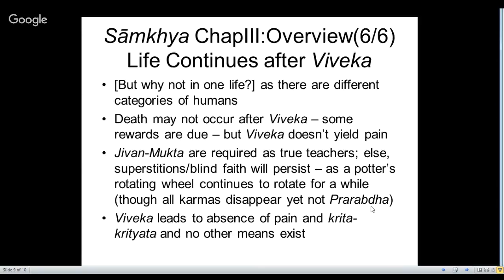His final statement: Vivekat, only through Vivek, Nishesh Dukh Nivritti, it leads to absence of pain. Kritkrityata, which I explained, all that was needed to be attained as a human being has been attained. And then he says, No itarat, there is no other mechanism. With this the third chapter ends.